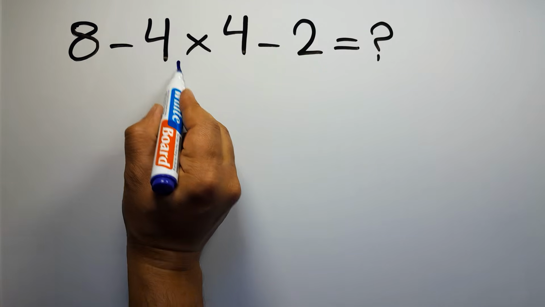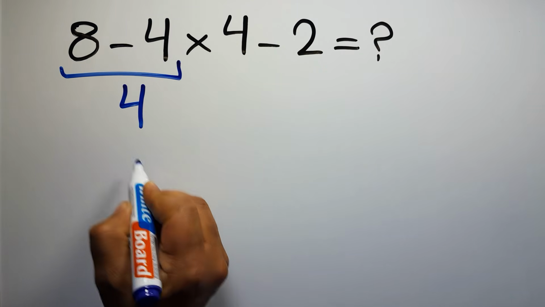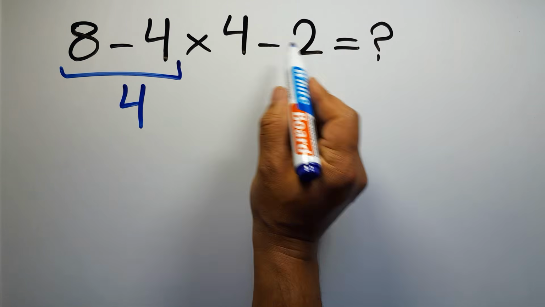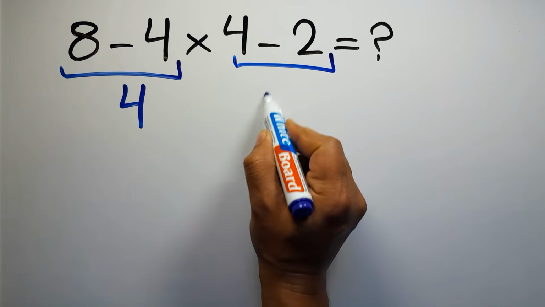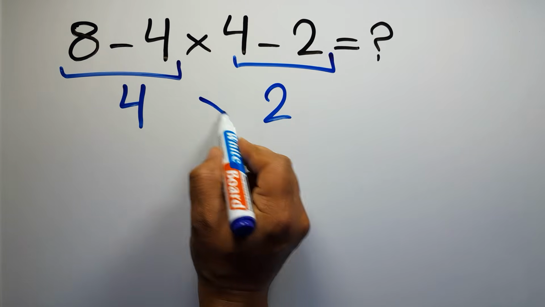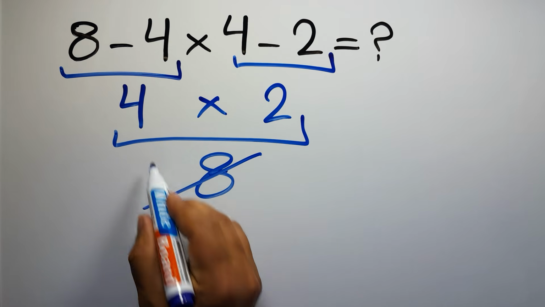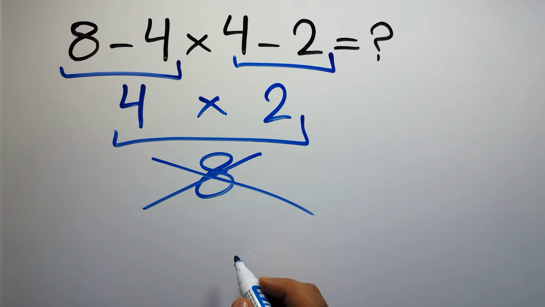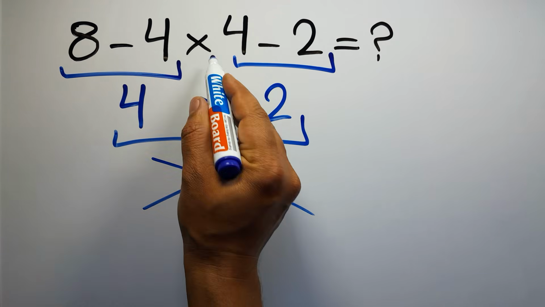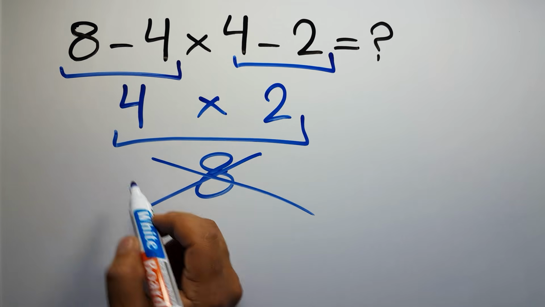8 minus 4 equals 4. And here we have 4 minus 2, which gives us 2. So 4 times 2 equals 8. But this answer is not correct, because according to the order of operations, multiplication has higher priority than subtraction.